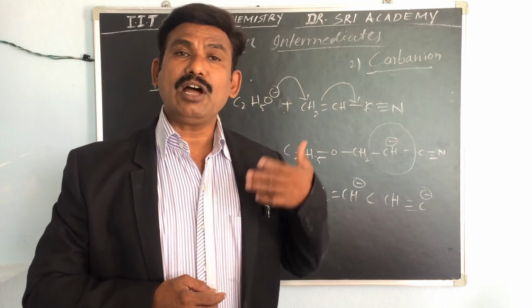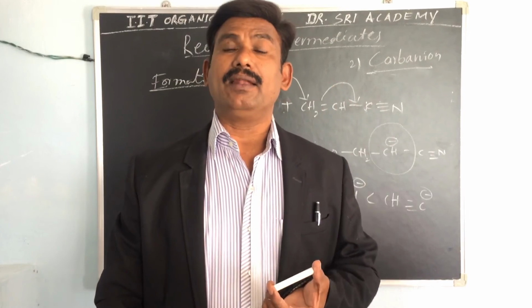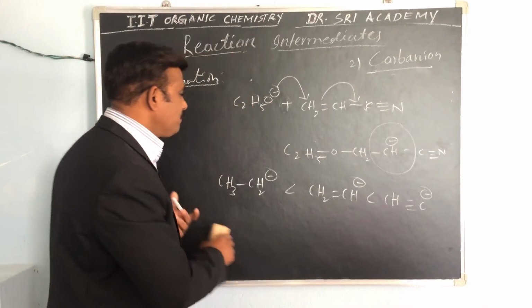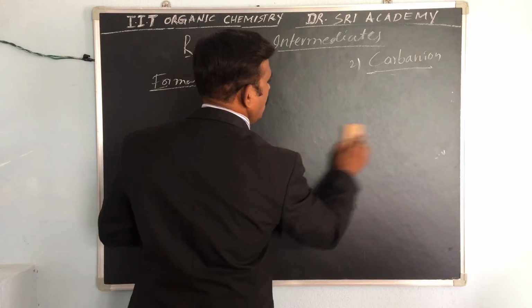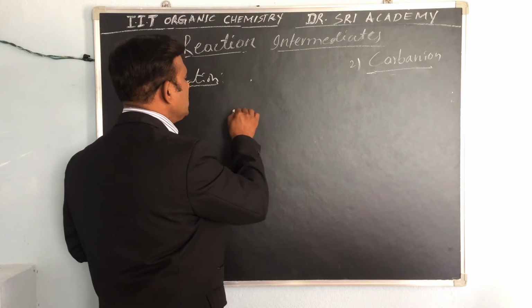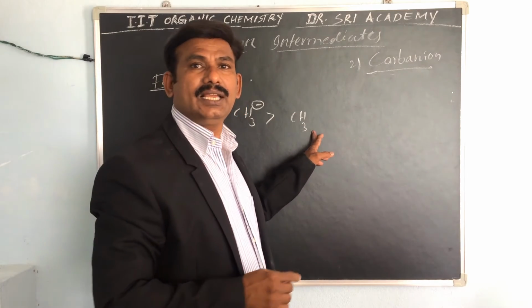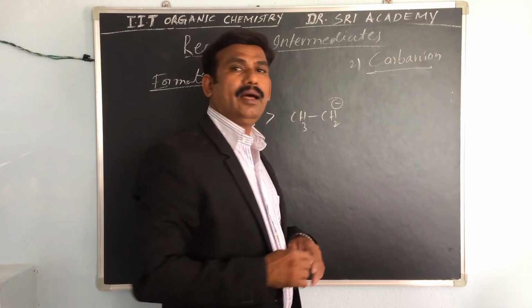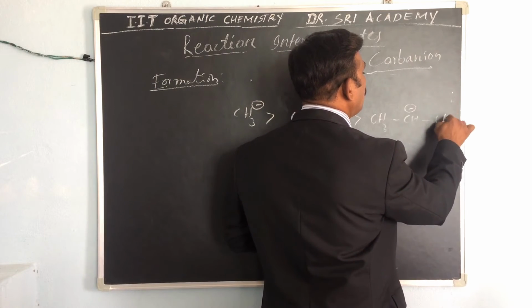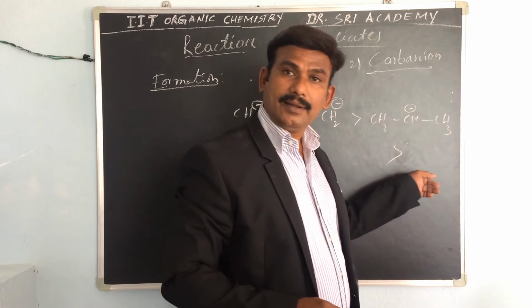And one more factor, that is the plus I effect. The stability of alkyl carbanion decreases with increasing plus I effect. Please note down. Say that methyl increases the plus I effect. So here methyl carbanion is greater than the ethyl carbanion, which is greater than the secondary, which is greater than the tertiary. You can take the tertiary.